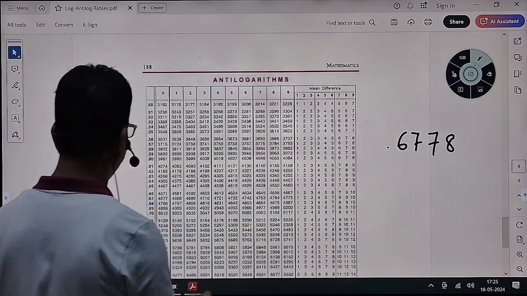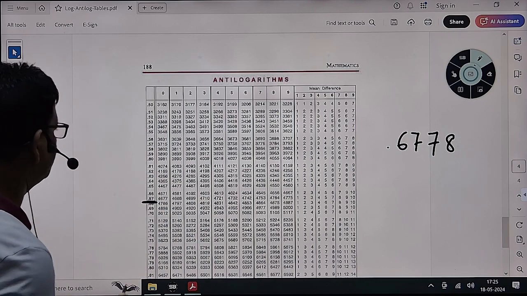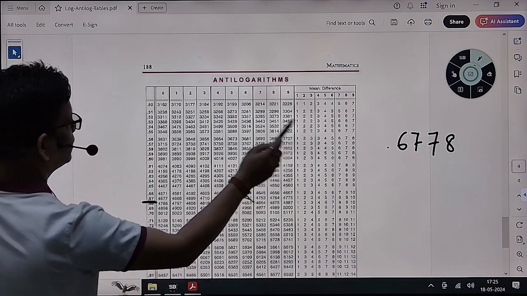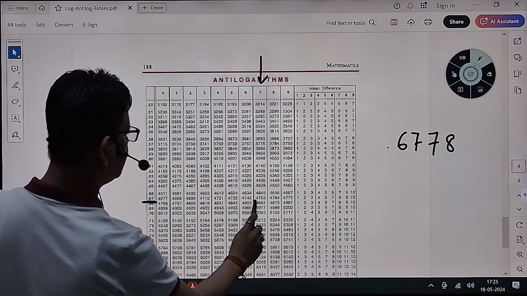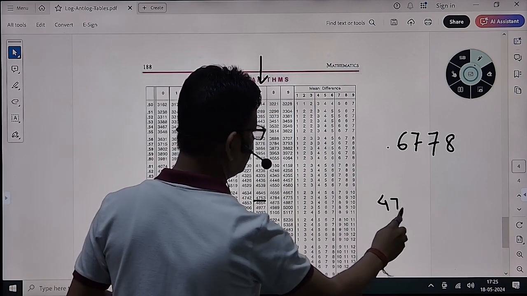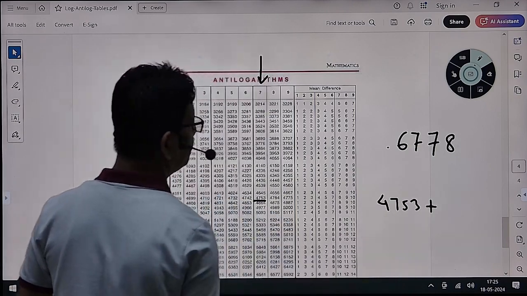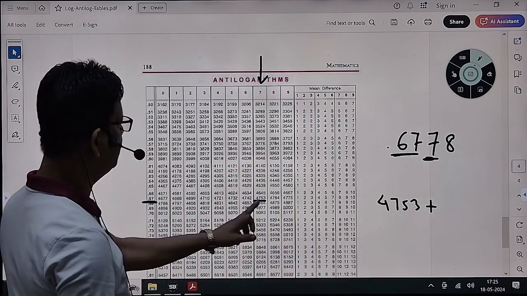Now 0.67 here. 0.67, then 78. 0.67 is this, then 7. So this is your 7. So here it is. Is it correct? 4753? Okay. So 4753 plus mean difference. So 0.677 I did.